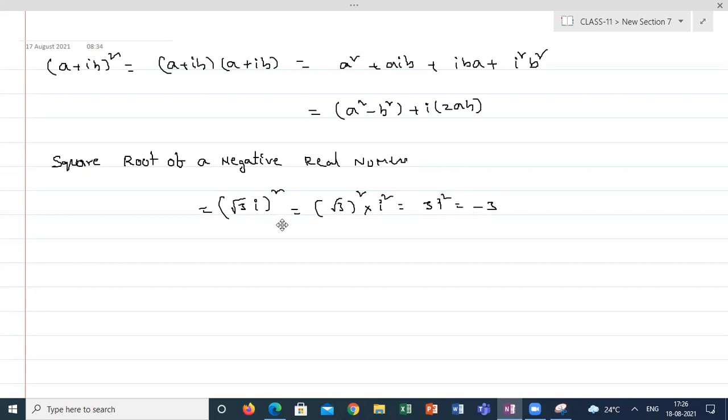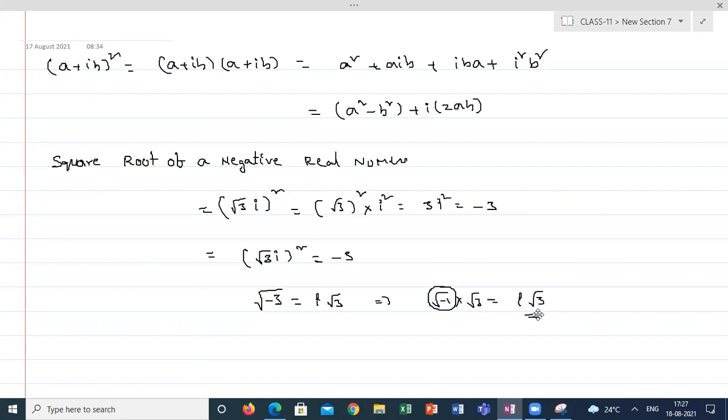Usually when I'm discussing numbers, the square of any number is always positive. If I'm taking root 3i whole square, it will be equal to minus 3. That means the square root of minus 3 is equal to i root 3. I can divide it like this: root of minus 1 into root 3. According to the definition, root of minus 1 is i, so it is i root 3. This doesn't make any sense because we already discussed this.